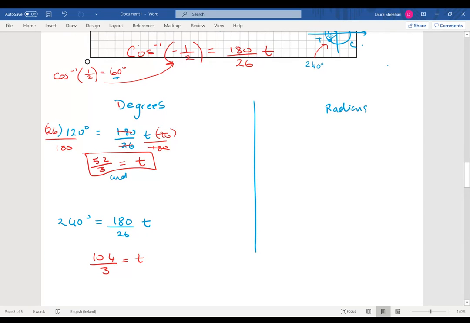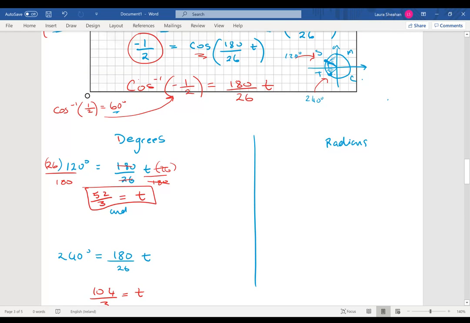Okay. If you're asked to work in radians, and it actually won't make a difference for this question, you simply look at your table of values in your log table. You go to cos of a half, and you'll see that cos of a half in radians is pi over 3. So cos inverse of a half is equal to pi over 3. All right, so that's pi over 3, and remember that 180 degrees is pi.